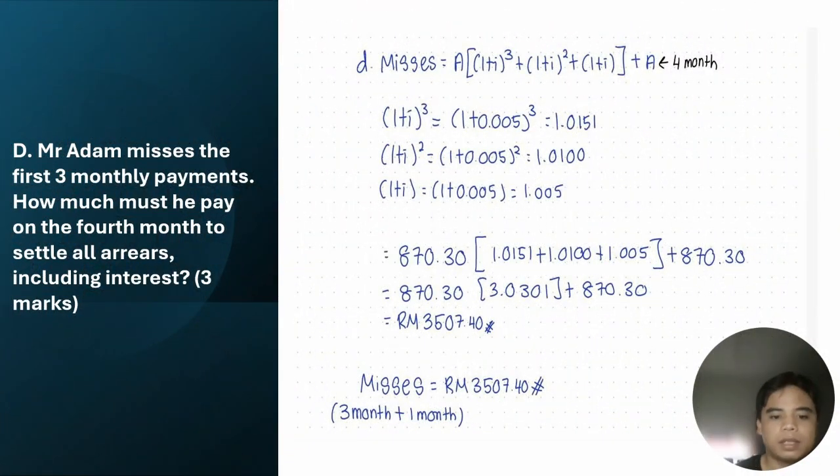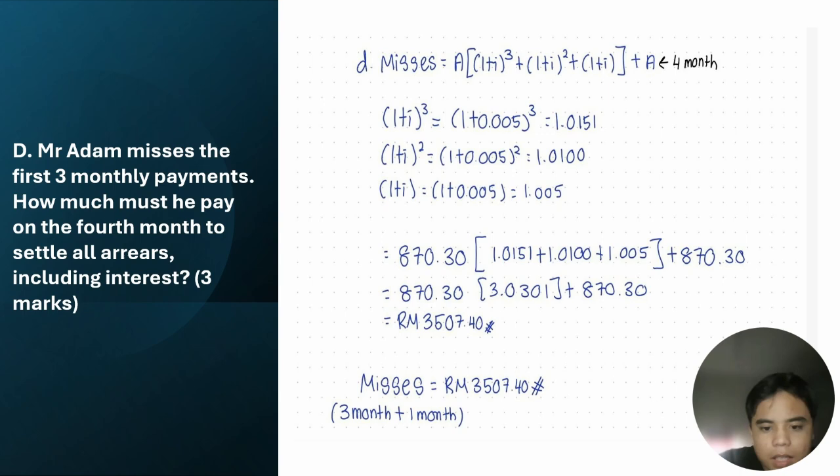Continue with question D. Mr. Adam misses the first 3 monthly payments. How much must he pay on the 4th month to settle all arrears, including interest? The formula that we are going to use is A, open brackets, 1 plus i, close brackets, to the power of 3, plus, open brackets, 1 plus i, close bracket, to the power of 2, plus, open brackets, 1 plus i, close the brackets, and then close the brackets again, and then plus the A.